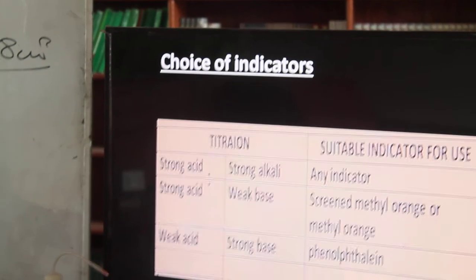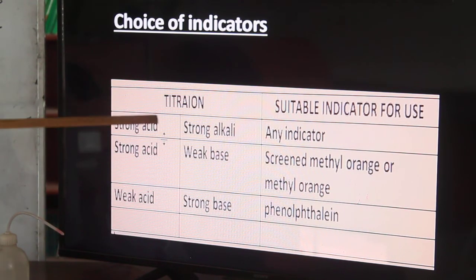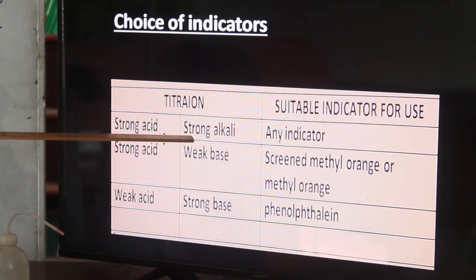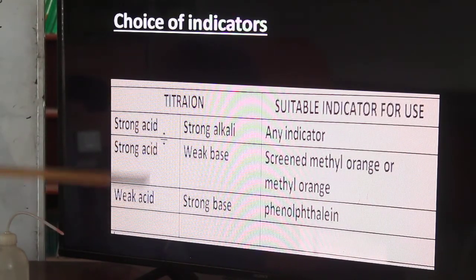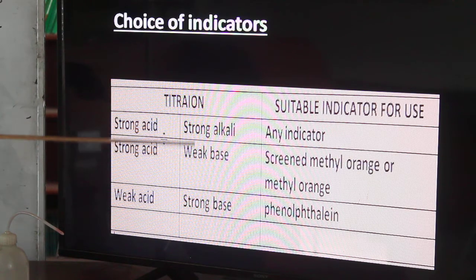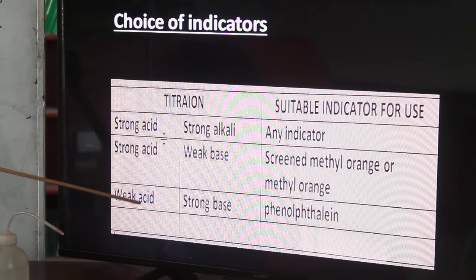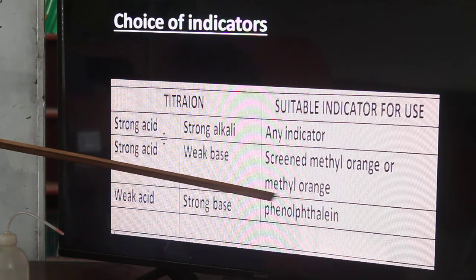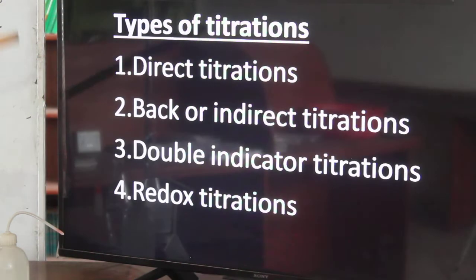Then the choice of the indicators. How do you choose the indicator to use? If you have a strong acid and a strong alkali, you can use any indicator. You can use methyl orange, screened methyl orange. If you have a strong acid and a weak base, it is better to use screened methyl orange or methyl orange. So methyl orange is used where one of the reactants is a weak base. Then when you have a weak acid and a strong base, then you need what? Phenolphthalein indicator. You need phenolphthalein indicator.